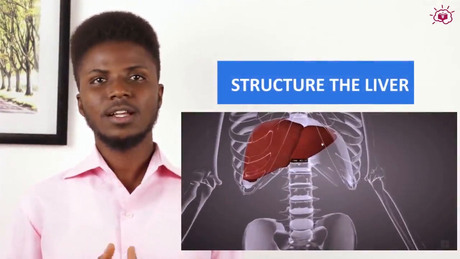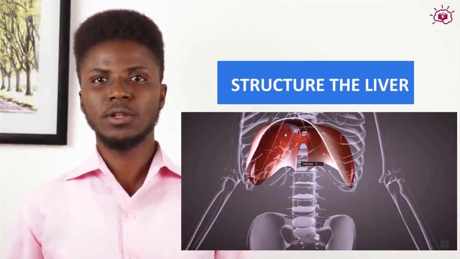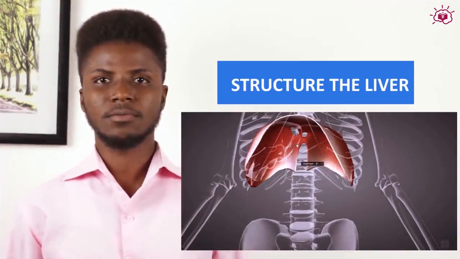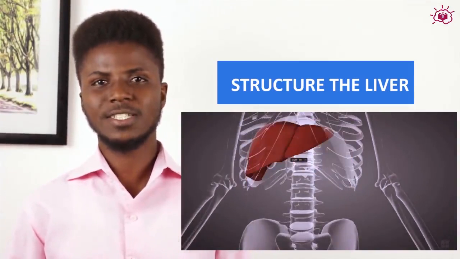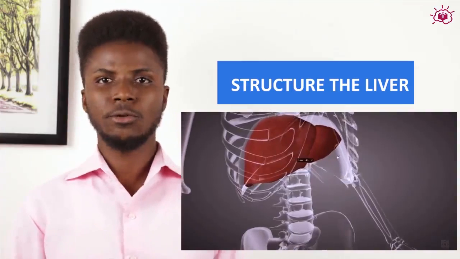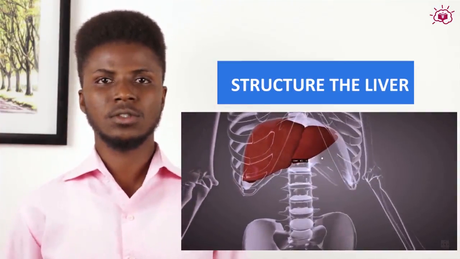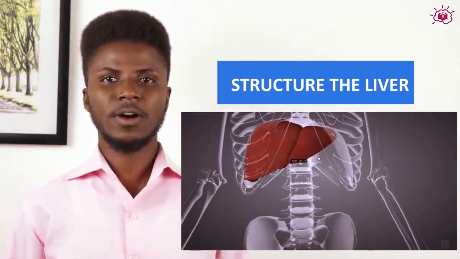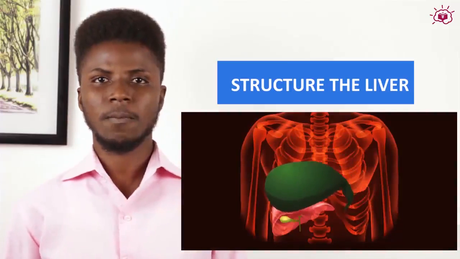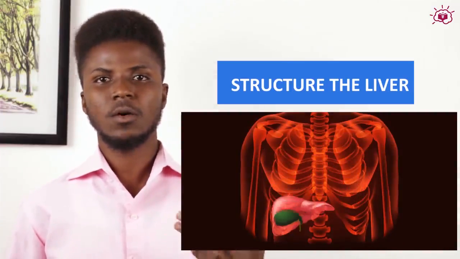Now let's talk about the structure of the liver. The liver is a deep reddish organ that is found immediately below the diaphragm, and it is composed of several lobes, which are also subdivided into smaller lobes. Now it is in these lobes that the liver carries out many of its functions. Another structure that we find in the liver is what is known as the gallbladder. This gallbladder produces bile, which helps in the digestion of fats.